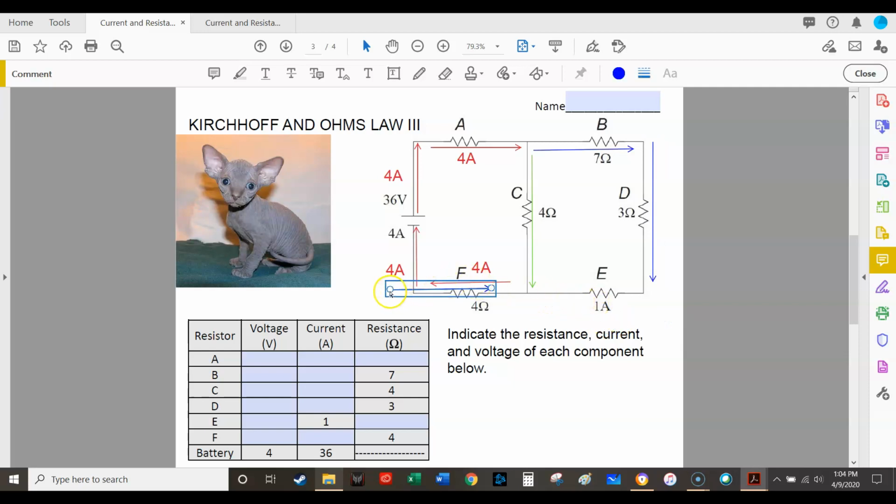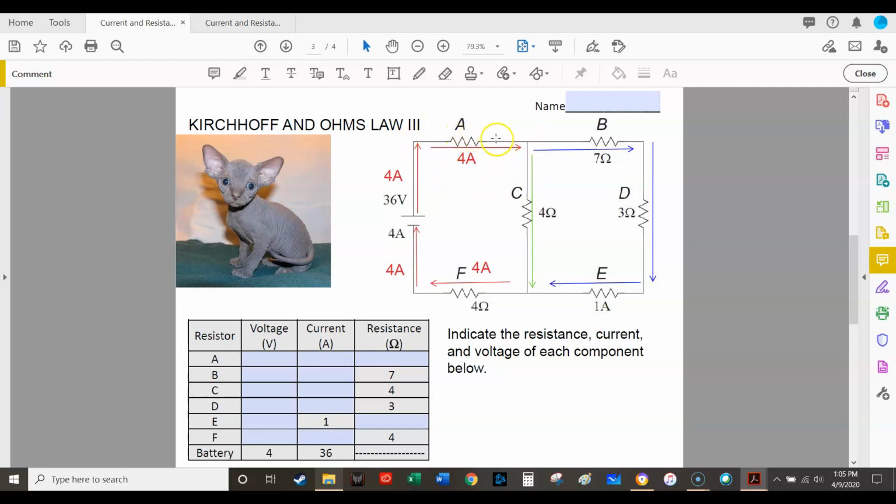And then it's going to go across E, and it's going to head back in to this lower junction and then join up with green to become red again, to become the red 4 amps. Okay? So at first looking at this, you may think, well, this battery is in parallel with C, and that is in parallel with D. And that's not accurate, okay?